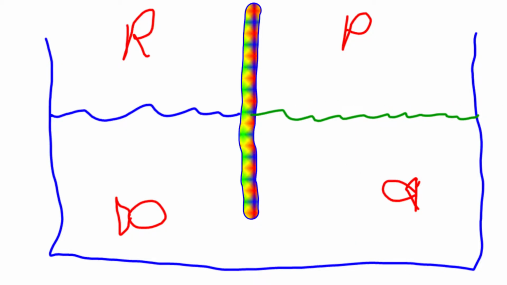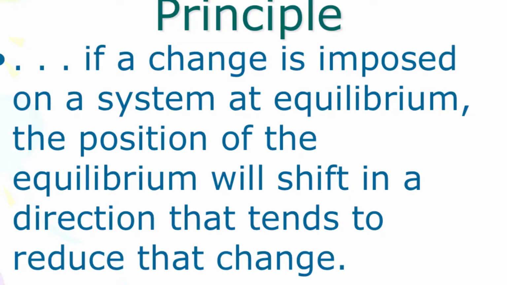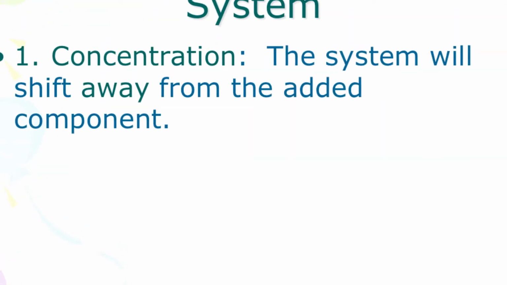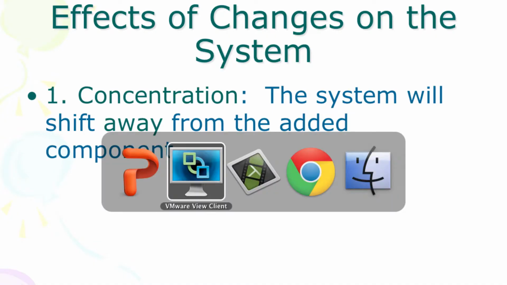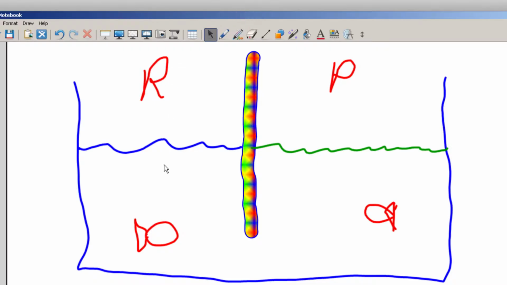So real quick, let's flip through what kind of changes can occur. If you change the concentration at all, if you add a component, it will shift away from that side and towards the other side. So let's look real quick. Okay, so I add some reactant.